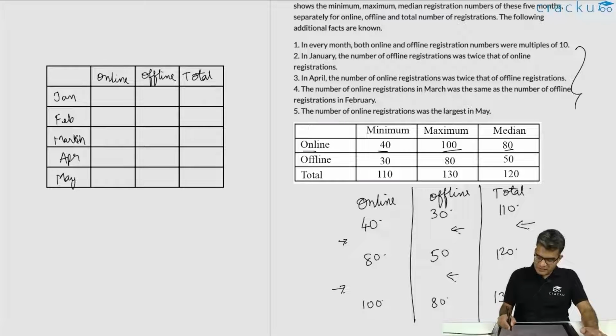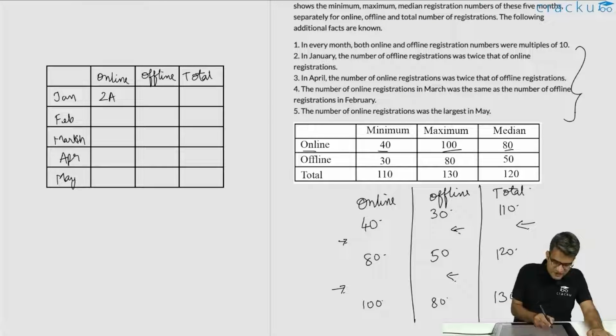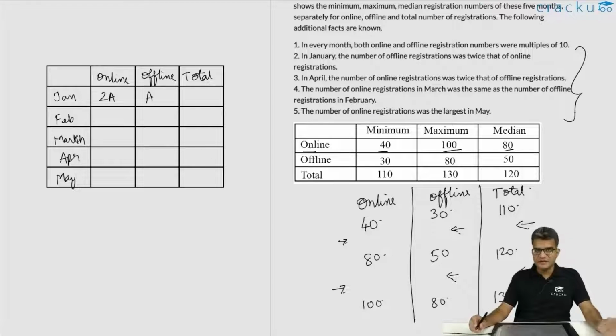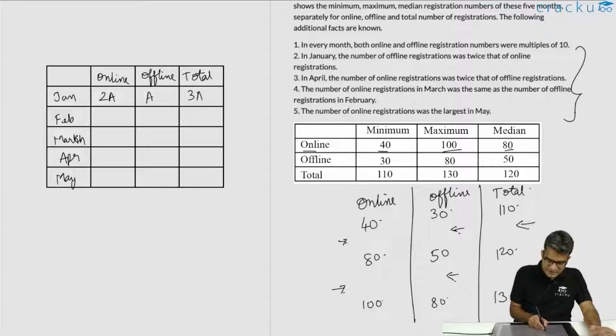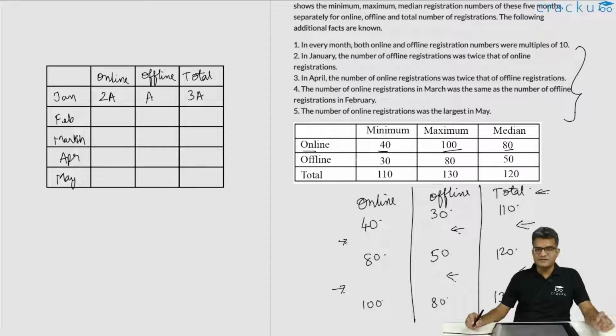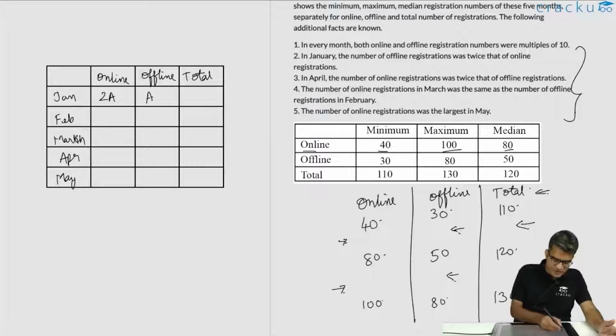Let us look at the clues that are given. Every month, both online and offline registrations are multiples of 10, that we already know. In January, the number of offline registrations was twice that of online registrations. So over here, this will be 2A and this will be A, and the total will be equal to 3A. Since the total is either 110 or 120 or 130, the only way you get a multiple of 3 is if that number is 120. So over here, we'll get 120 as the total. This will be 40 and this will be 80.